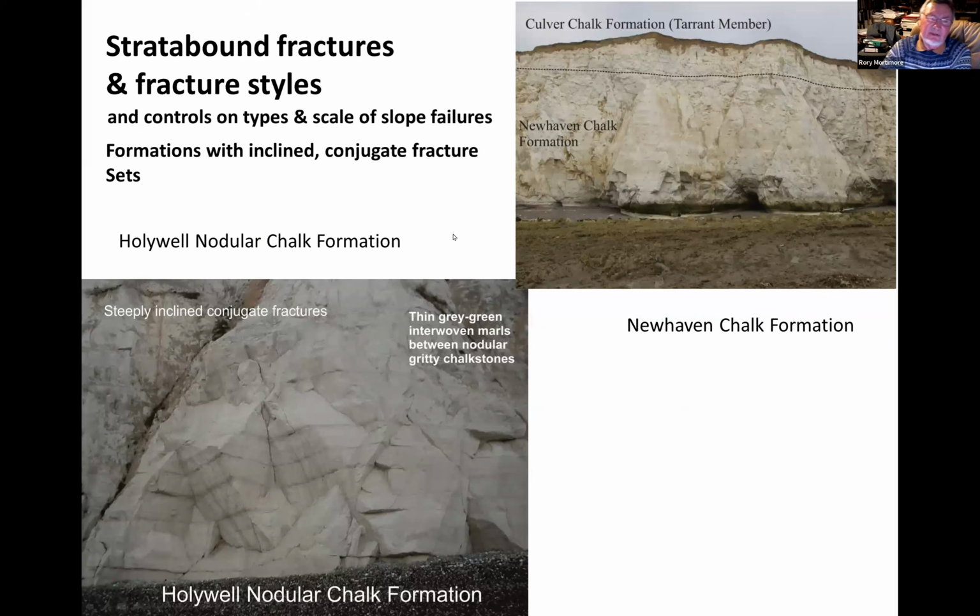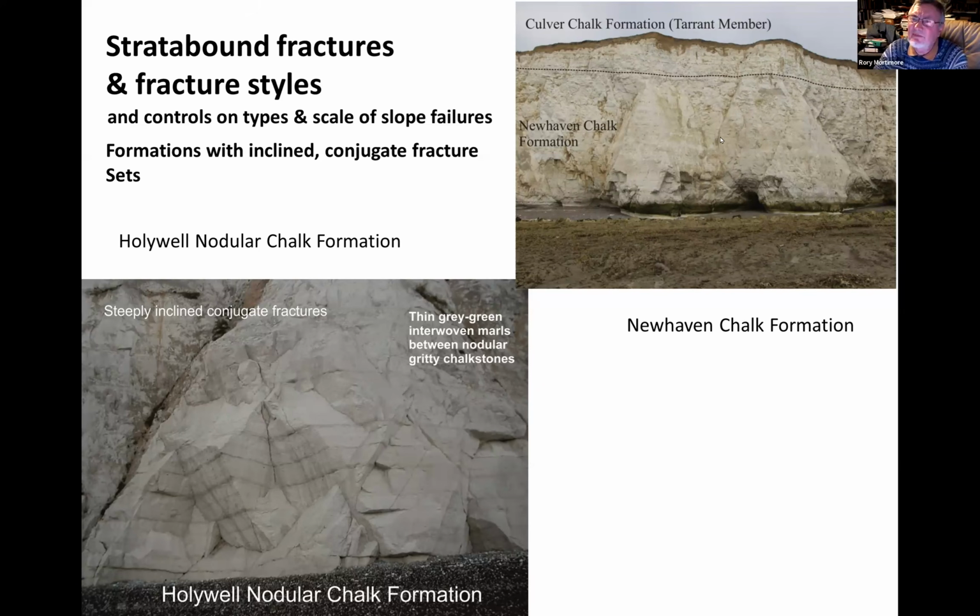Now, when you get more competent chalk like this, you tend to find in the cliffs and quarries and in most engineering projects that the competent chalk has a particular style of fracturing depending which formation you're in. And here we have 2 chalk formations, and this one down here is the Holywell Nodular Chalk Formation, and you can see these beautiful inclined conjugate fractures. And going across is the layering in the chalk. And these grey-green layers are marl seams. We'll come back to those at a later date. But you've got beautiful inclined conjugate fractures.